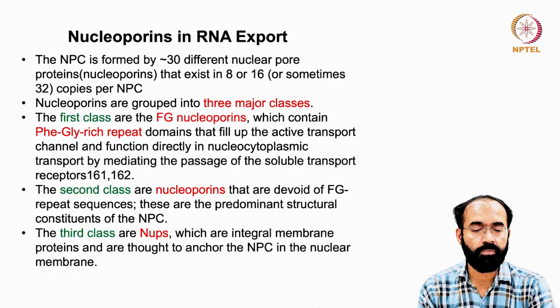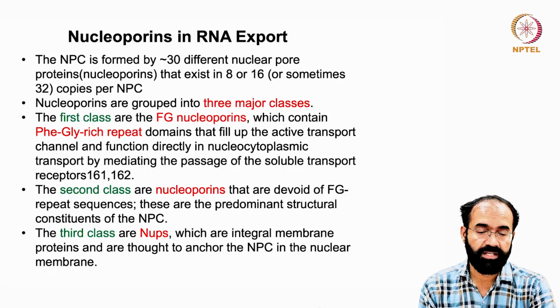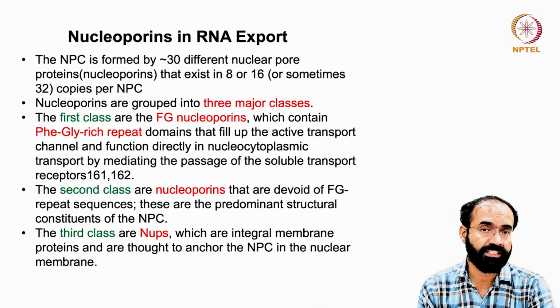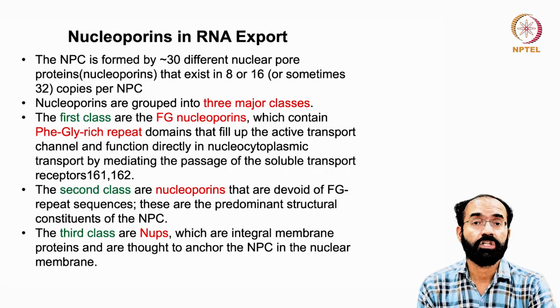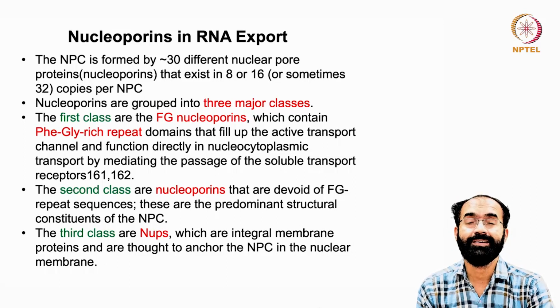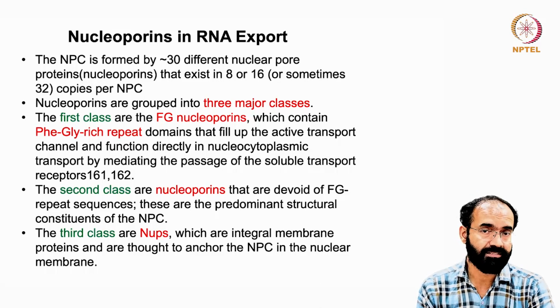The second class of nucleoporins are devoid of the FG repeat sequence. They do not contain the FG repeat. These are the predominant structural constituents of the NPC. That means they provide structural support. The nuclear pore complex should be of a particular shape and they need to have this structural support. The third class are the NUPs, which are integral membrane proteins that are thought to anchor the nuclear pore complex to the nuclear membrane, because they are also structural in category, but they have nothing to do with the nuclear pore complex functioning.